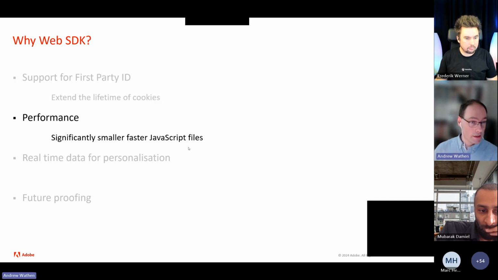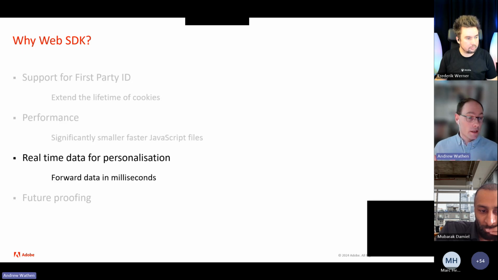The next one is performance. So all the different JavaScript files that you have to put into the page at the moment to support your various different Adobe products and other products, they're not as quick as Web SDK. So Web SDK provides a smaller JavaScript file, a faster JavaScript file, so you can get some performance benefits out of putting Web SDK in.